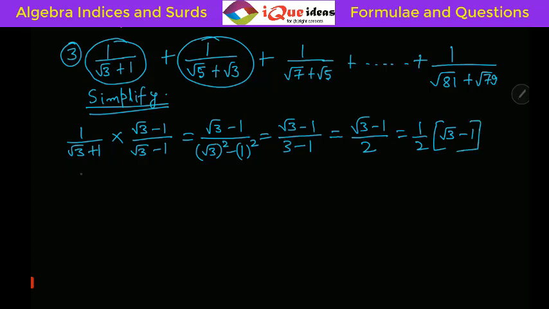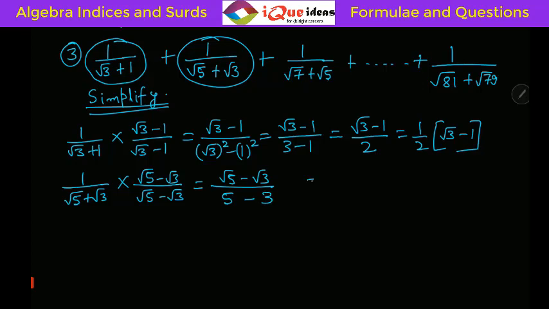Similarly, the next one, that is 1 by root 5 plus root 3. If we have to rationalize it, we have to multiply by root 5 minus root 3 in numerator and denominator. From there, what will happen? We will get root 5 minus root 3 in numerator, divided by, in denominator, root 5 square, that is 5, minus root 3 square, that is 3. So it is root 5 minus root 3 divided by 2, which is 1 by 2 into root 5 minus root 3. As you can see, this will continue like this.